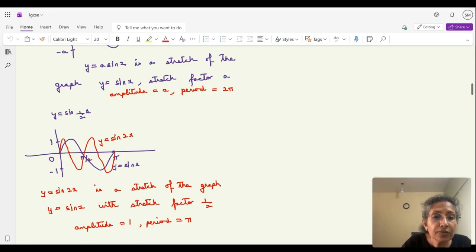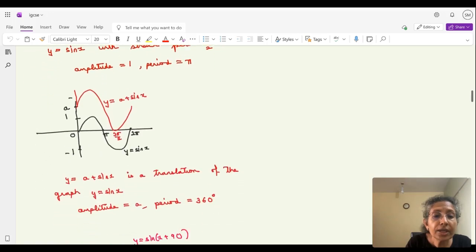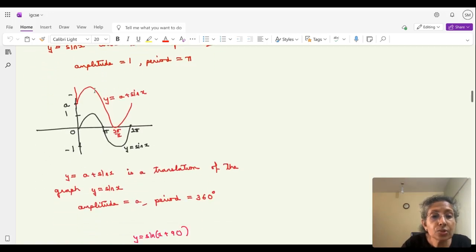So this is the graph y equal to sin x, and this is the graph y equal to sin 2x. So what happens in sin 2x? It is stretched by half. It shrinks by half horizontally. Y equal to a plus sin x. Here the graph just goes a units upwards. So your amplitude is a and period is 360 degrees.